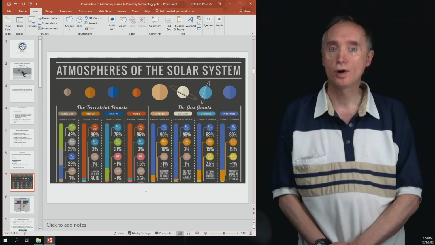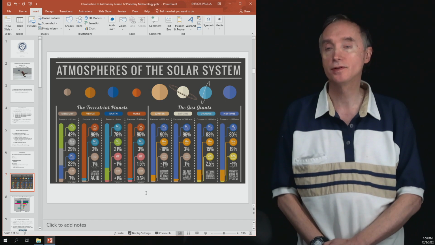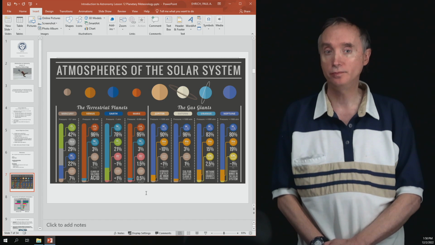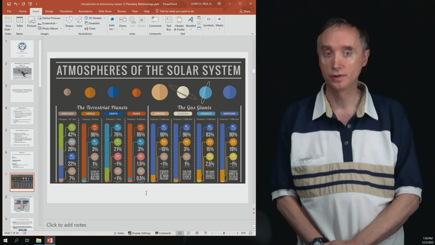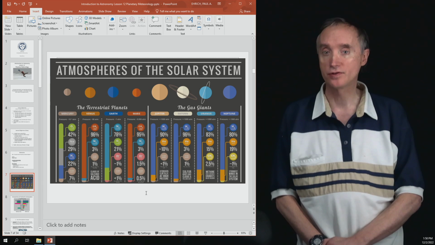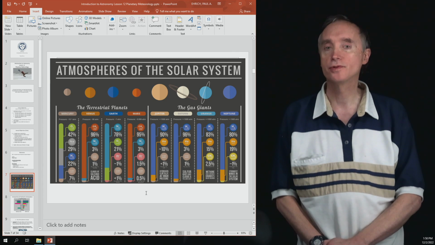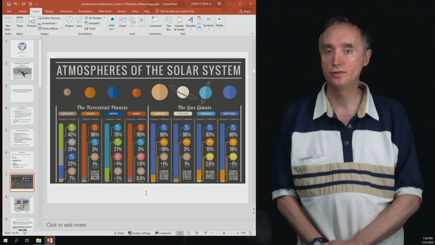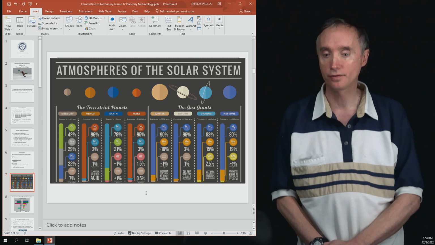And then what I want you to see about Jupiter, Saturn, Uranus, and Neptune is that the primary gas is going to be hydrogen and helium with a smattering of other elements. Okay, so that's our starting point. Those are the elements that we've got to work with. Okay, now what we want to do is concentrate first on Earth.